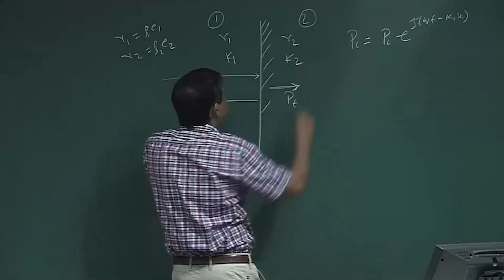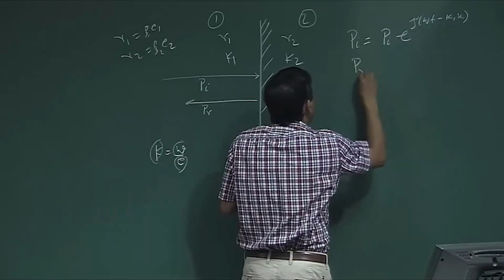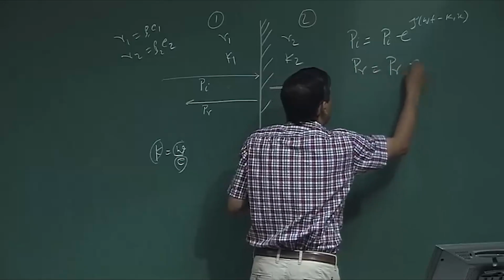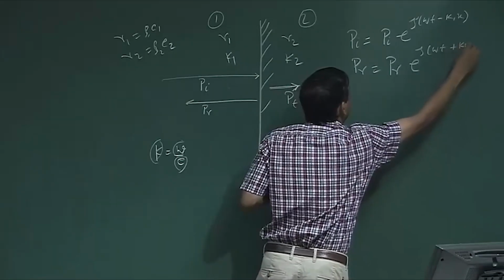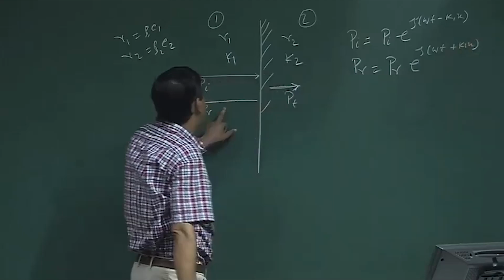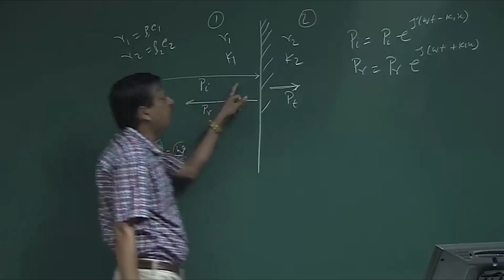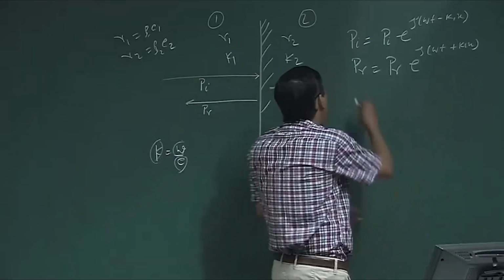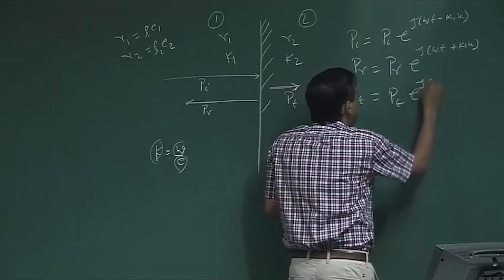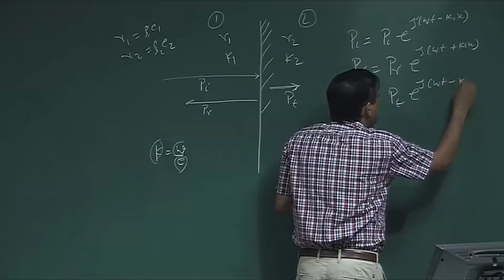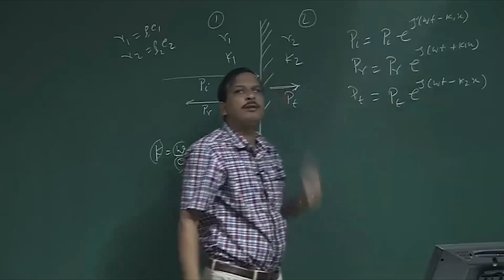So if the wave number of this medium is k1 and of that medium is k2, then Pi is Pi amplitude e to the power j(omega t minus k1x). Similarly, Pr is Pr amplitude e to the power j(omega t plus k1x). Why plus k1x? Because the direction of propagation of the reflected wave is reversed from the incident wave. Similarly, Pt is Pt amplitude e to the power j(omega t minus k2x), because the medium is different, so the wave number is different.